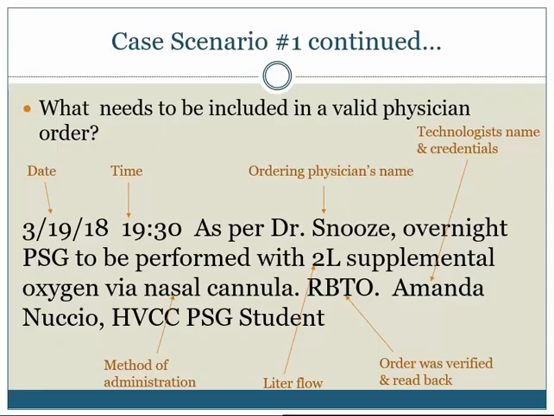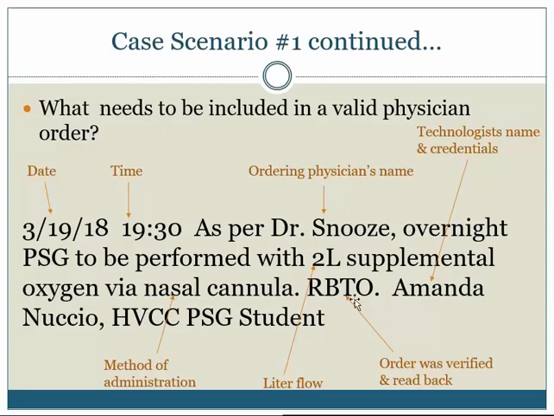So here's an example of what should be included in your valid physician order. You have the date, the time, and the ordering physician's name, overnight PSG, and you see how it's actually written out, like in a sentence, so it makes sense. You're not just abbreviating things like "2 liter, O2." You actually write it out. So, as per Dr. Snooze, overnight PSG to be performed with 2 liters of supplemental oxygen via nasal cannula. That one sentence has the physician's name, your liter flow, and how you're going to apply it.